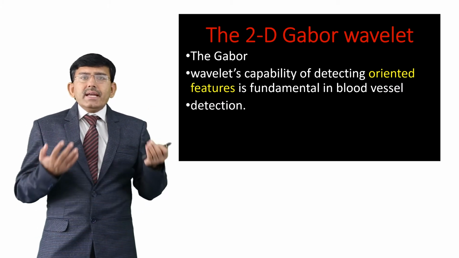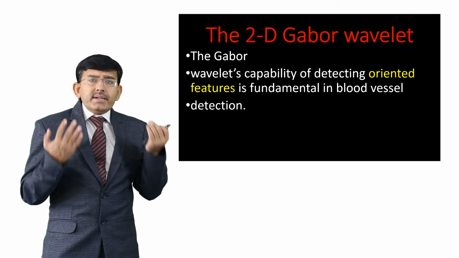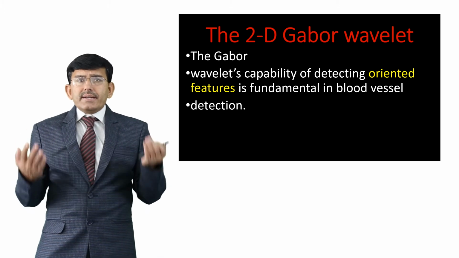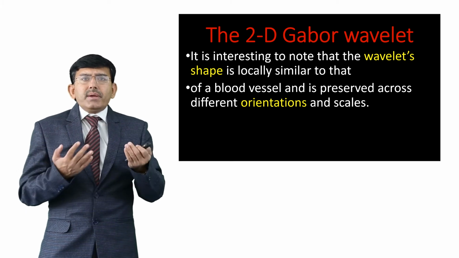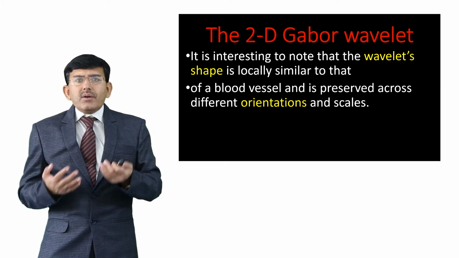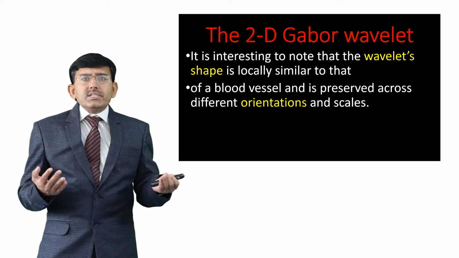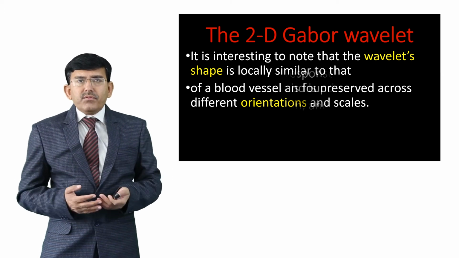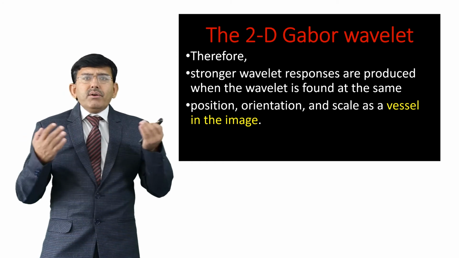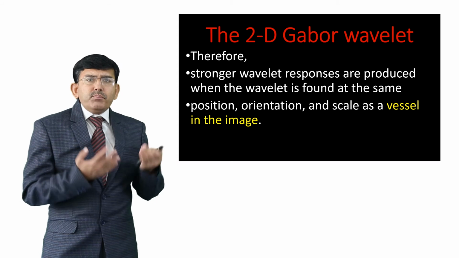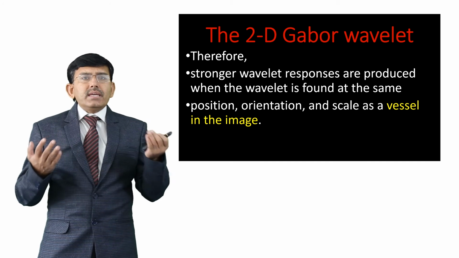The Gabor wavelet's capability of detecting oriented features is fundamental in blood vessel detection. It is interesting to note that the wavelet shape is locally similar to that of a blood vessel and is preserved across different orientations as well as scales. Therefore, stronger wavelet responses are produced when the wavelet is found at the same position, orientation and scale as a vessel in the image.